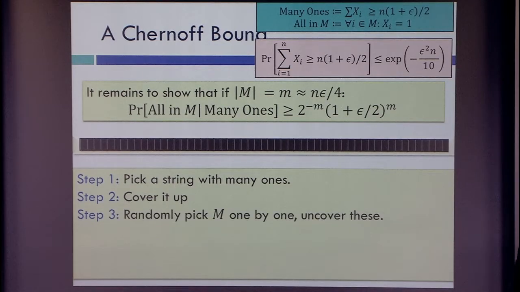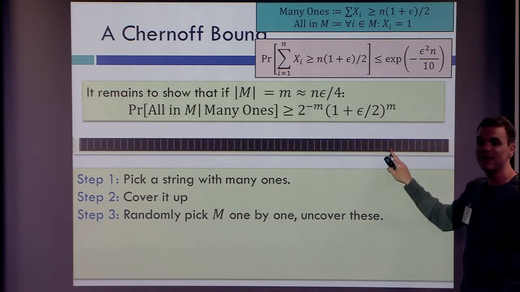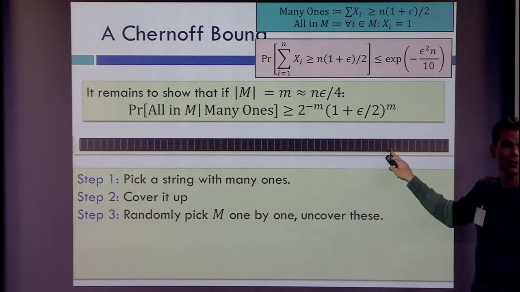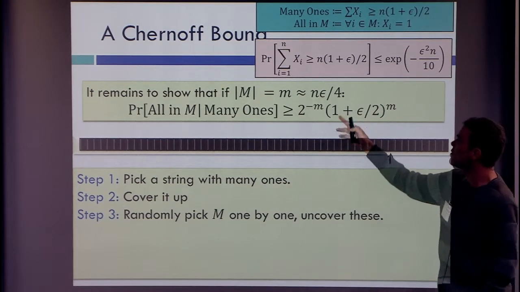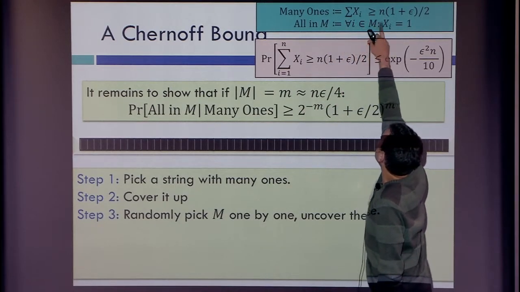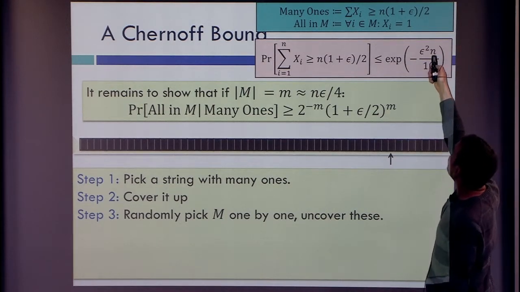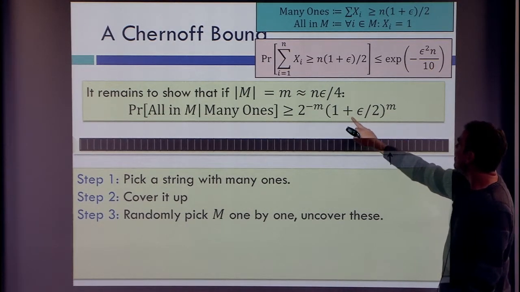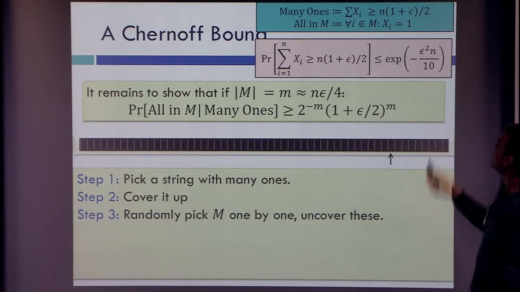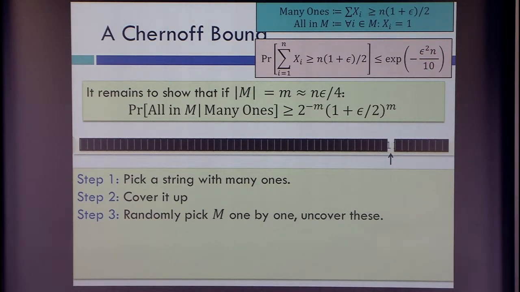And now we're going to randomly pick m positions, one by one, and uncover these. Okay, so let's pick one random, this one. So what's the probability that under this one there's a 1? Well, we know that there are more 1s than 0s, right? We know that there are many 1s. There are at least n over 2 plus epsilon n over 2 1s. Okay, so there are epsilon n more 1s than 0s. So the probability of getting a 1 is at least (1 plus epsilon) over 2. Okay, and indeed, when I uncover it, I'm getting a 1.